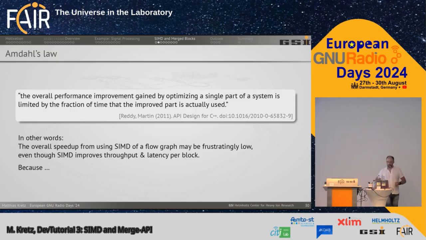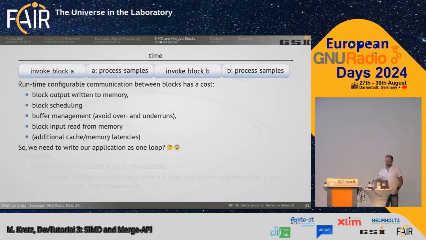we had great improvements of throughput and latency per block, but over time, we have to invoke the block, process the samples, invoke the next block, process the samples. What happens here is the block writes to memory, scheduling happens, you have the buffer management, you have to avoid over- and underruns with the circular buffer. Then the next block reads the input from memory, you probably have some cache memory latencies, and then the whole thing happens all over again. So we still have overhead. And to get rid of that, you have to write your whole application as one loop, right? Then you don't have to go back and forth all the time.